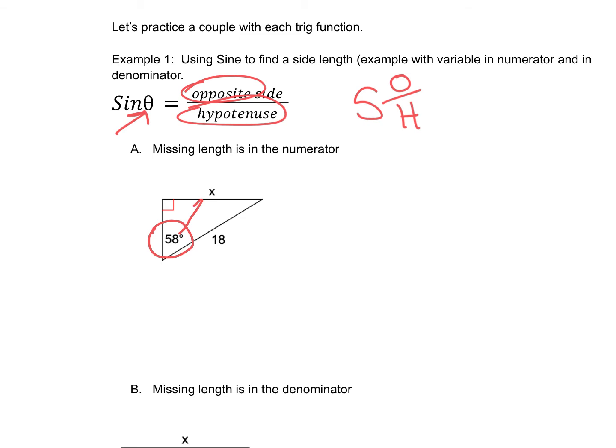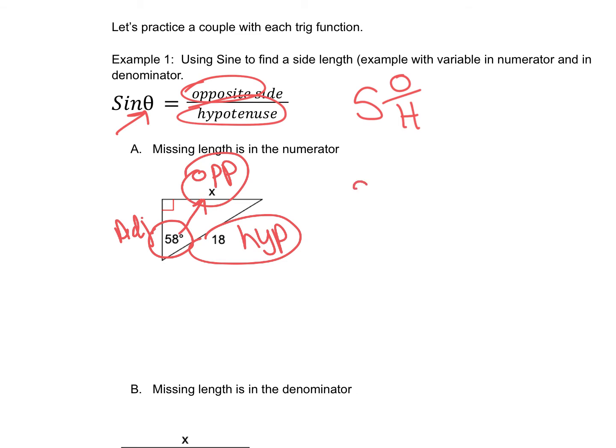So over here, x is across or opposite from the angle that we are looking at. 18 is the hypotenuse, because the hypotenuse is always across from the right angle, and this side here is adjacent, which means next to. So if we look, we have information about the opposite side and the hypotenuse, which tells us we're going to use sine.